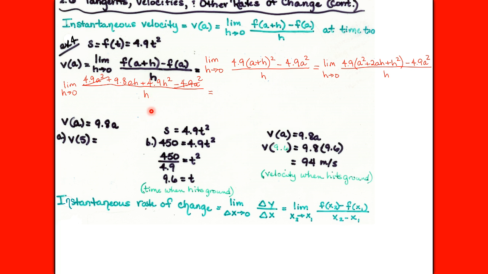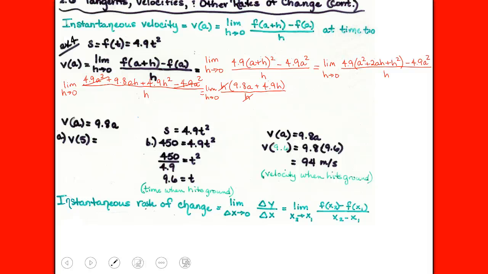What can I do next? Take out an H. So if I factor an H out of the numerator, then I'll be able to cancel it top and bottom, right? And then what I'm left with is 9.8A plus 4.9H. What is that?